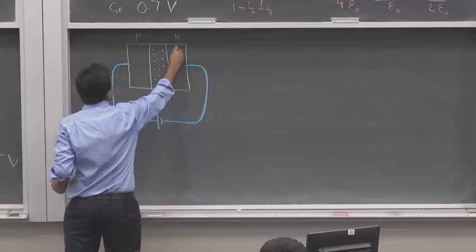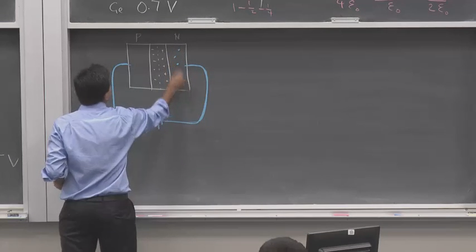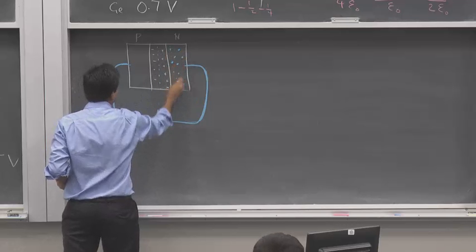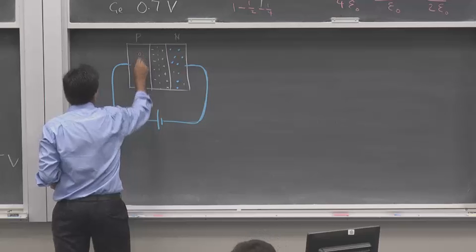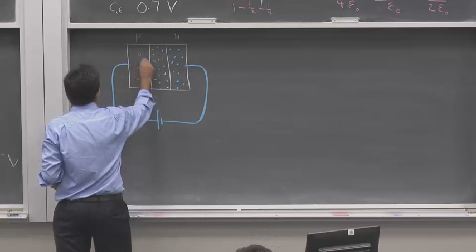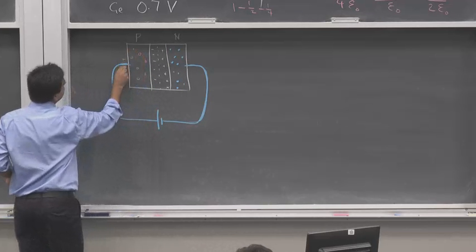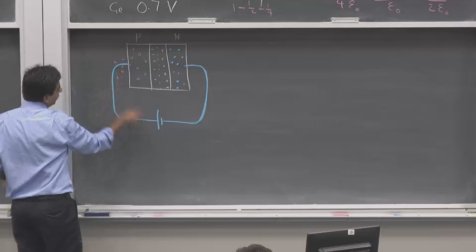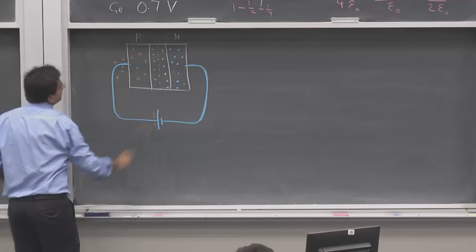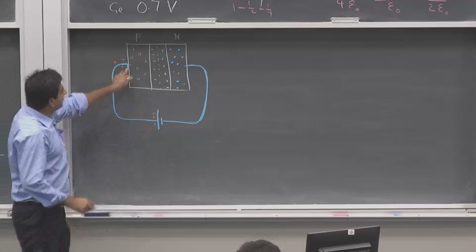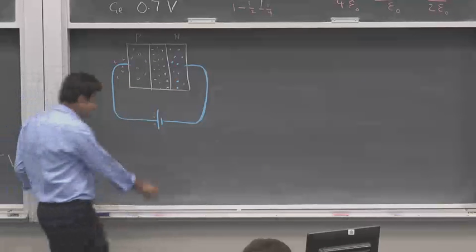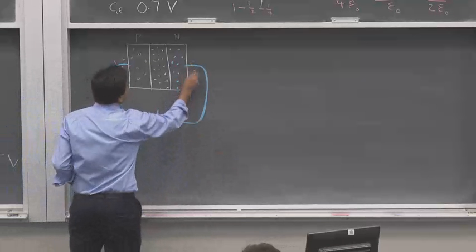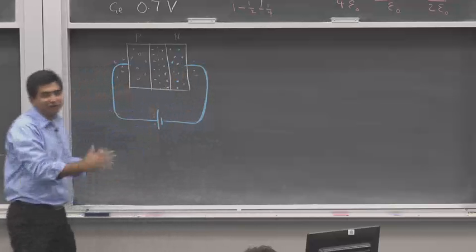Remember, I have negatively charged excess mobile electrons here, a sea of electrons here, and I have holes here. So when positive charge accumulates here because of the battery, then this positive charge pushes the holes towards the junction, and the negative charge here pushes the sea of electrons towards the junction.